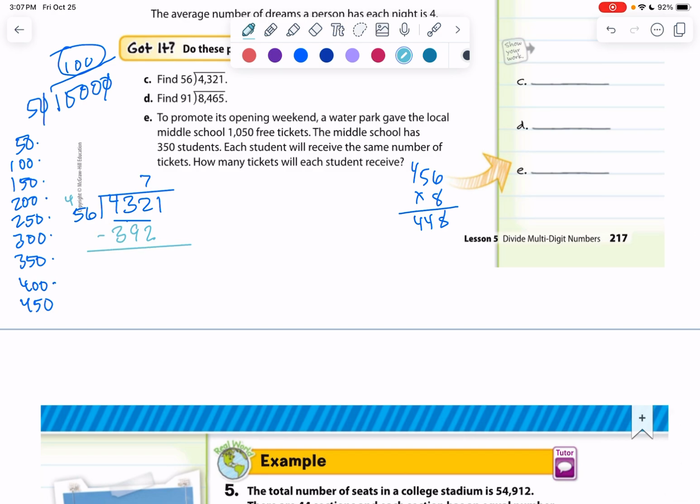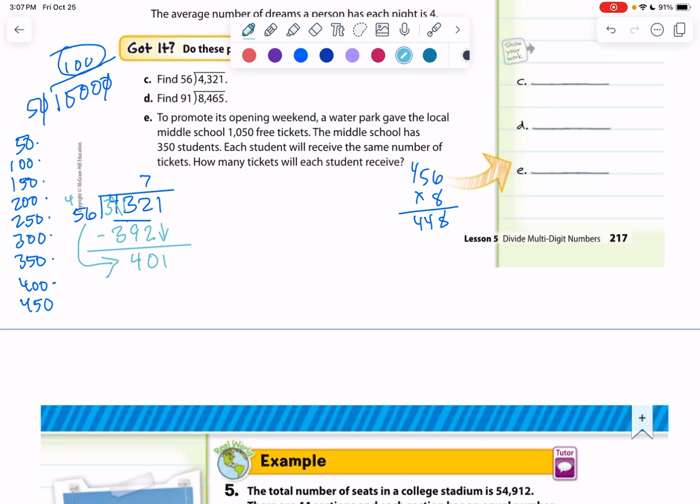Okay. 2 take away 2 is 0. 3 take away 9. No, not going to be doing that. So we'll borrow. 13 take away 9. Yes, we can do that. Okay. Then we bring down. All right. So now we're thinking about how many groups of 56 we can make out of 401 things.